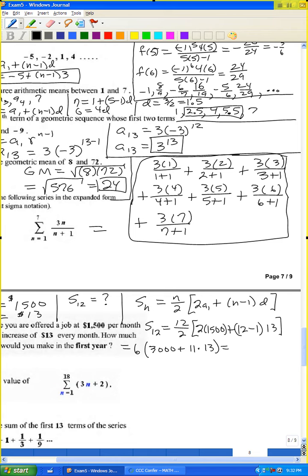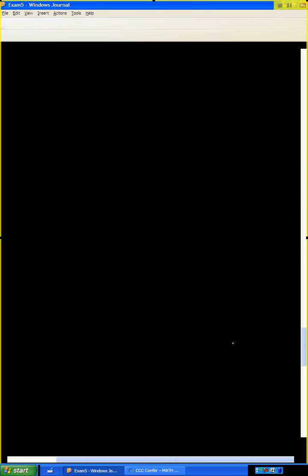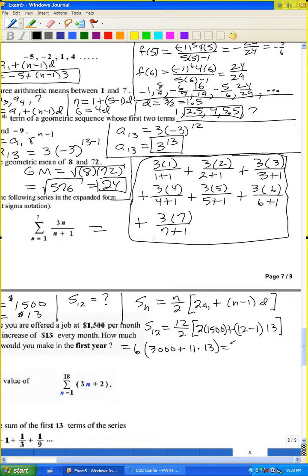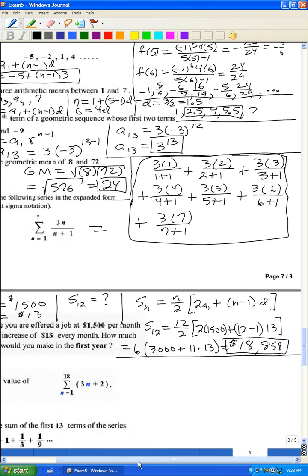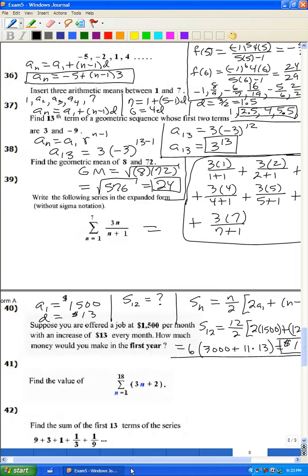3,143 times 6 is 18,000. Oh, what? Okay, try that. What? Hey, stop. It is not 13,000. It's $18,858. And that is how much you make in the first year. Okay. Which means that, of course, that crashed.